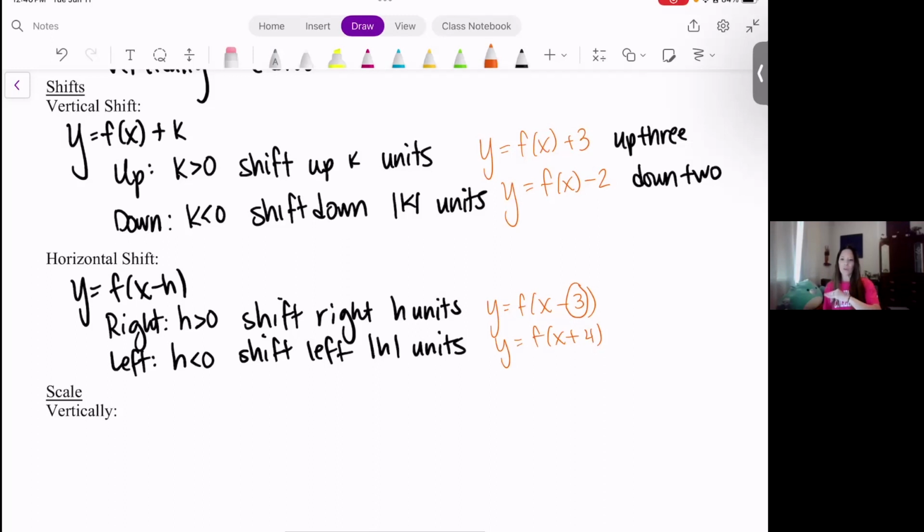Whereas x plus 4 looks like you would be going plus 4 on x when you're actually going minus 4 on x. But I like to say that h is a liar because when you just look at the function as is, it seems backwards, but you have to remember the original transformation is f of x minus h. So this one would be right 3, and then the second one would be left 4.